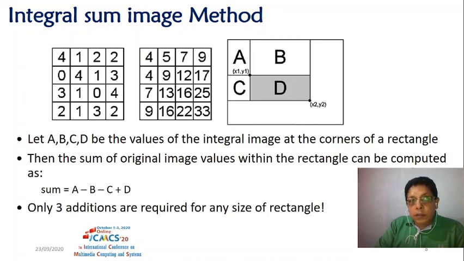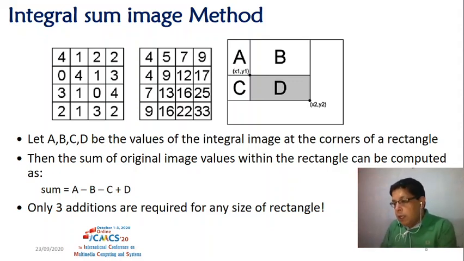The third method is the integral sum image method. The integral sum image method was introduced in the field of image processing by Viola and Jones. For an input image I, its integral sum image G is calculated at each pixel from the sum of the gray values above and to the left of the considered pixel.